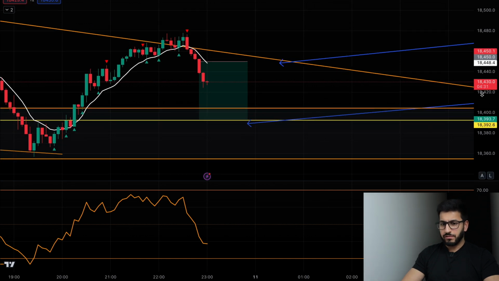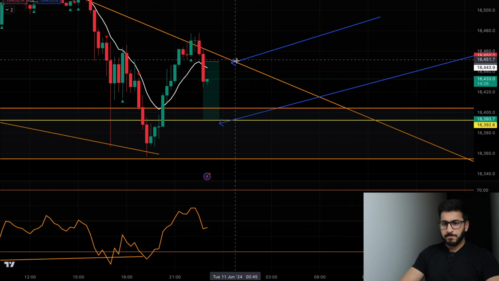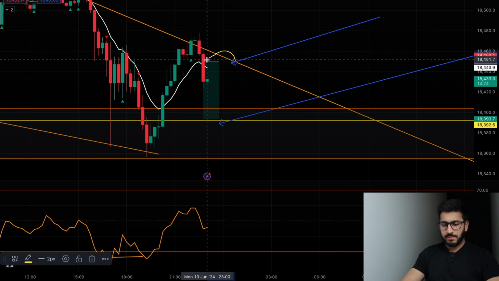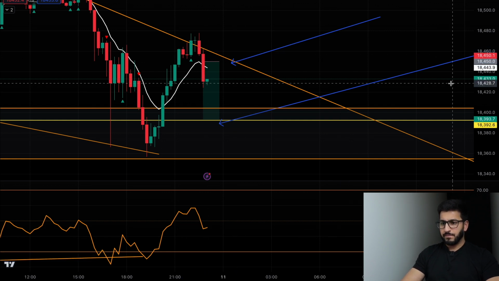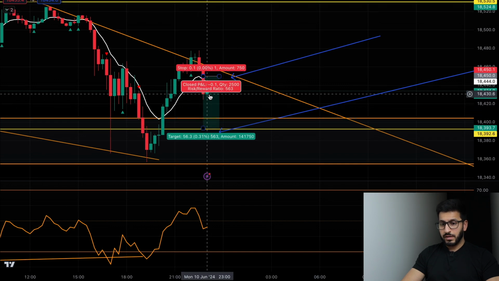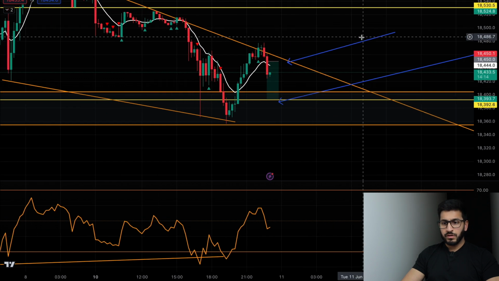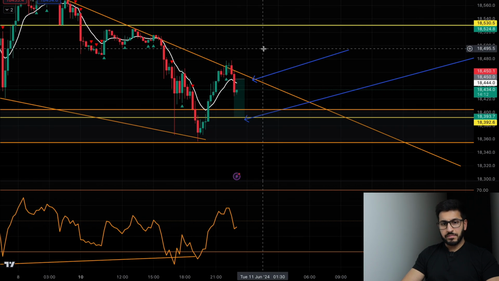I will add more if I think that the price has momentum. I will still add at this point if there's a bearish bar on a 5-minute chart.